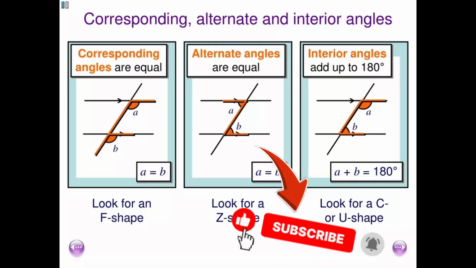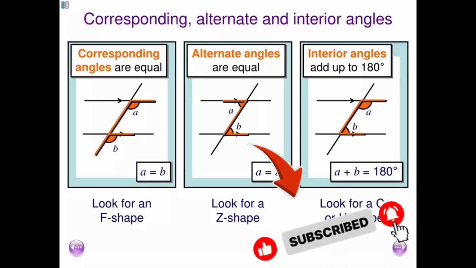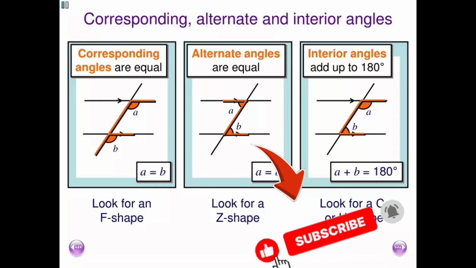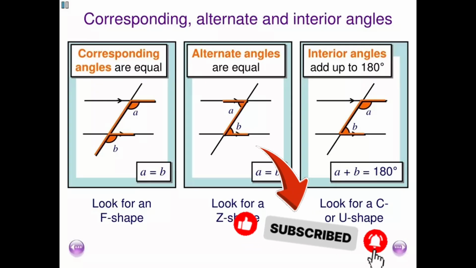Co-interior: between lines, same side, sum is 180. Once you can spot these angle pairs, geometry becomes a lot easier and even kind of fun. Try drawing a transversal yourself and see how many angle pairs you can find.